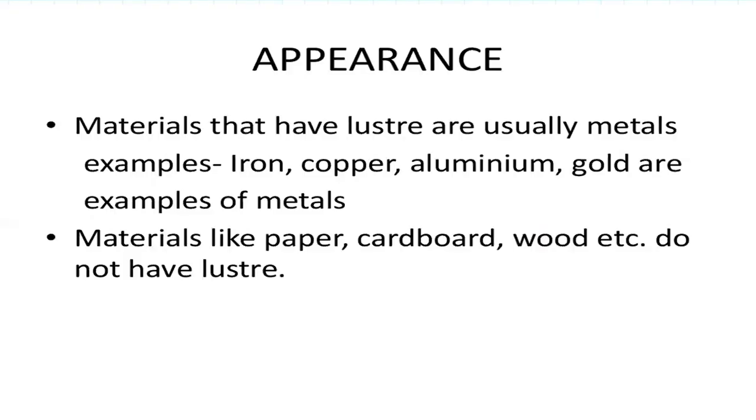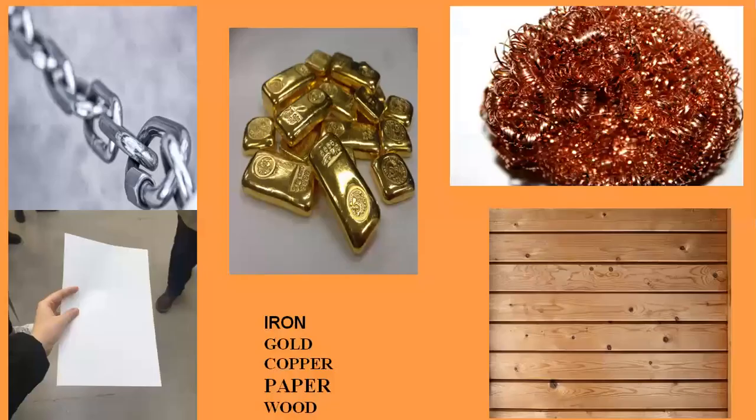So first of all is appearance. Appearance means whether the object has a luster or not. Materials that have luster are usually metals. For example, iron, copper, aluminum, gold are examples of metals, and which do not have luster, we know that there is wood, etc. Here you can see iron, gold, copper, paper, wood.